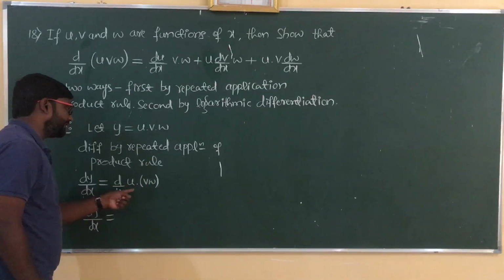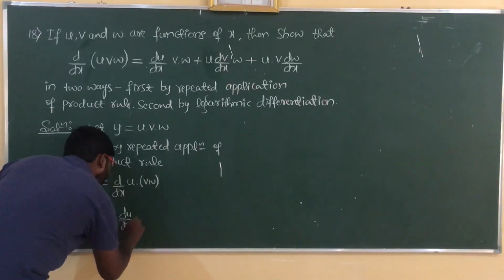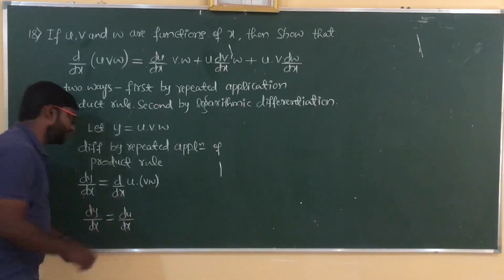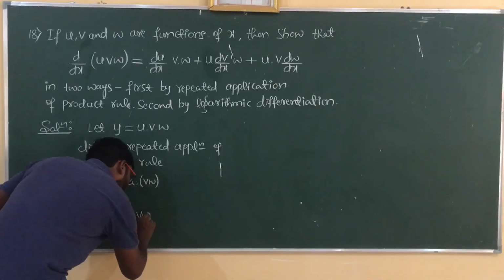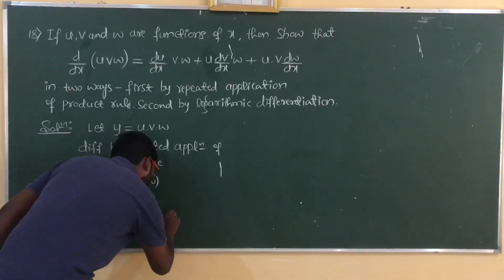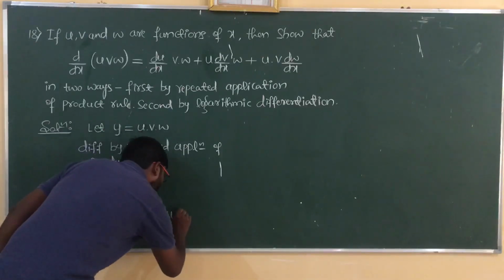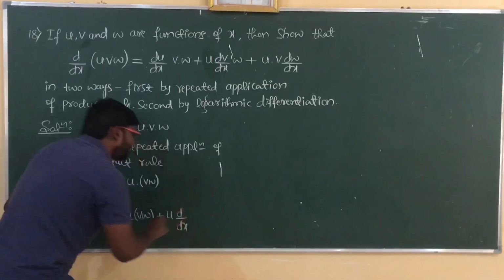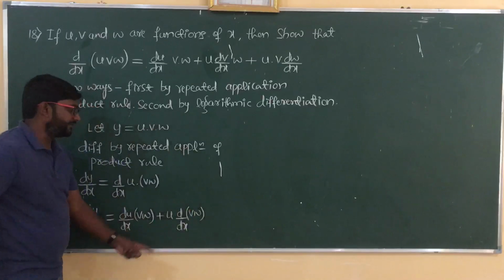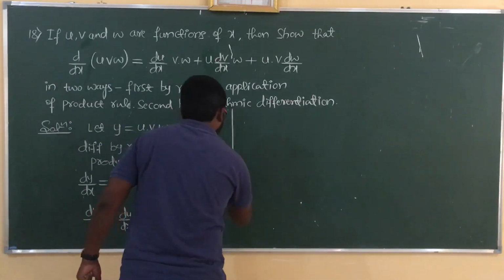So I take the derivative of first function now, we get du by dx. Now write the second function as it is. What is the second function here? It is vw, v into w, plus. Now write the first function as it is, u as it is. Take the derivative of the second function, d by dx of vw. Again we have to apply the product rule here. So let us go into that.